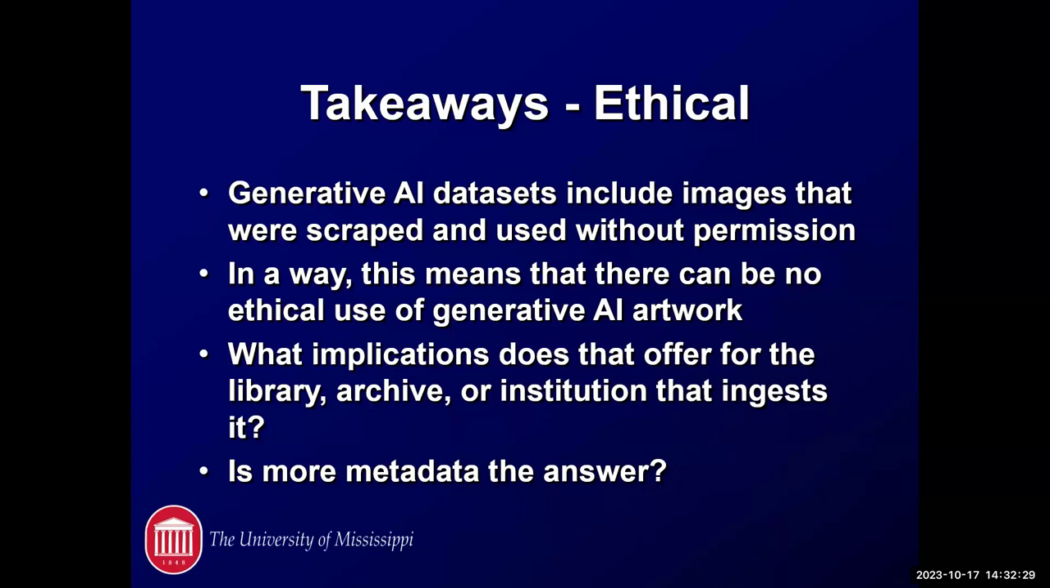DALL-E was generally very proactive in refusing to allow us to generate images that it thought, based on its own internal algorithm from OpenAI, would be harmful. But there are other products out there. Certainly DALL-E isn't the only one. There are other products out there that have no such compunction and that you could very easily use as a bad actor in creating things like deepfakes, prank images, things of that nature.